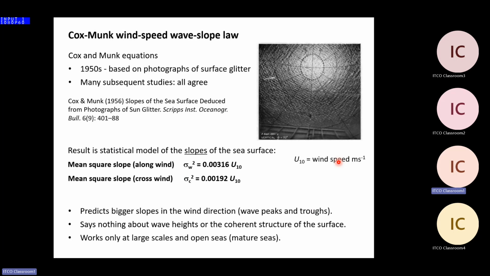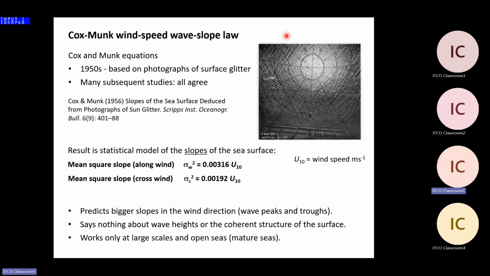Typically, the water is not completely flat. It's a very extreme scenario if you model totally flat water. So what we tend to use, and it's very common, is the results of the Cox and Monk wind speed wave slope law. This is a really important result. It's a really good piece of work that was done in the 1950s by Cox and Monk. Basically what they did was they had a boat, and they took photographs of the sea surface under different wind speeds from the top of the mast of this boat, and the images look like this.